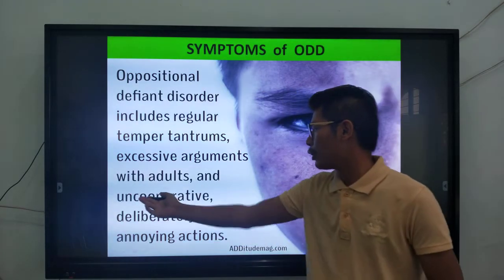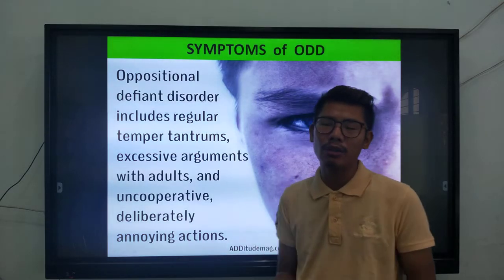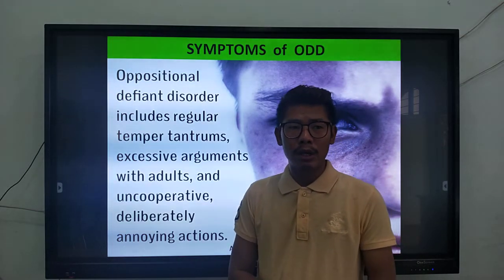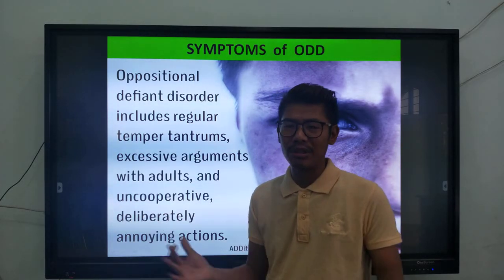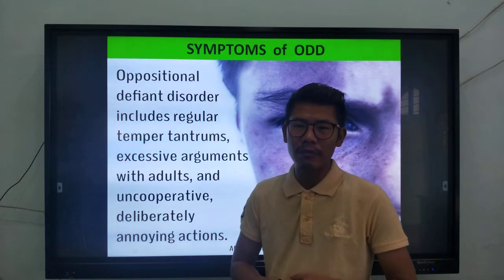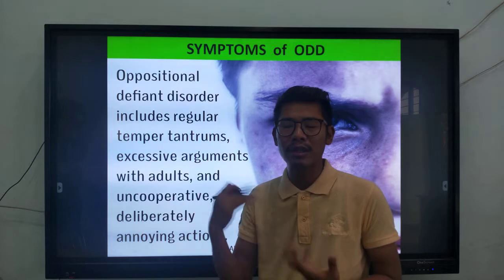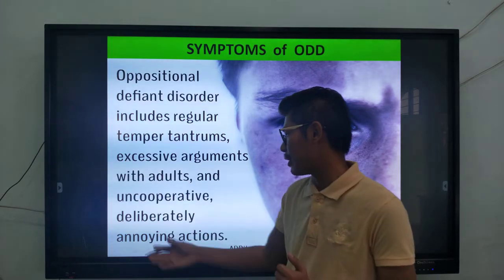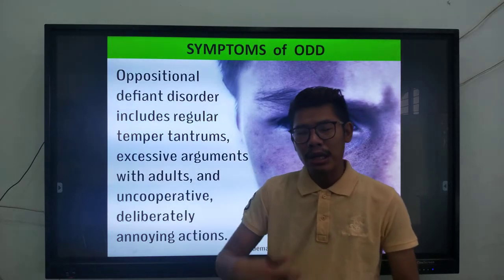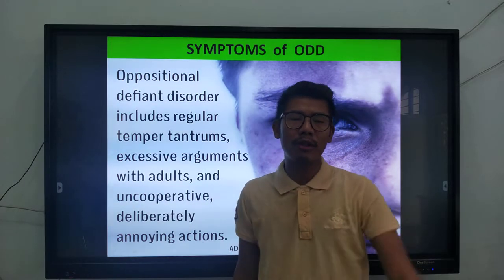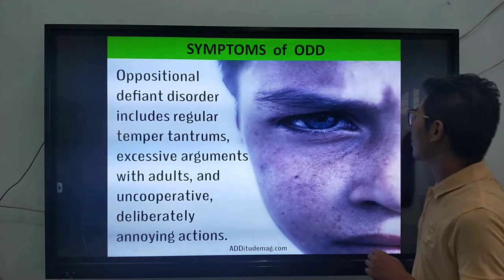Then there are uncooperative, deliberately annoying actions. They will never be cooperative. If you tell them, shall we go for a picnic? They will say, no, I'm not interested in that. Shall we play football? They will say, no, I'm not interested in that. Whatever the good idea, they always have excuses. Then annoying actions: they deliberately, meaning intentionally, annoy somebody, disturb somebody, and affect the behavior of somebody. So these are the symptoms of ODD.